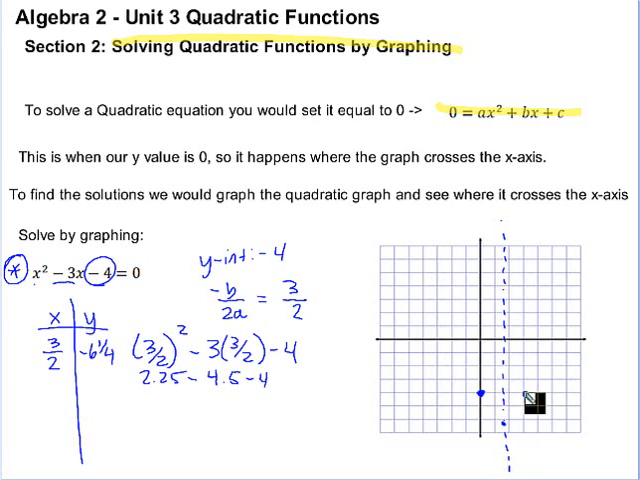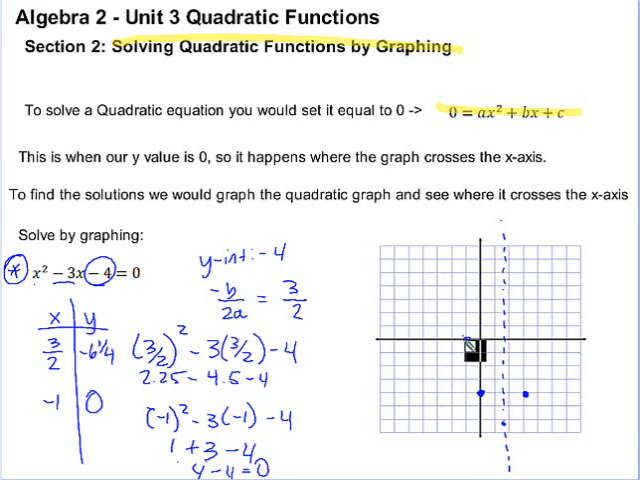So now we're going to plug in a few more points to figure out what else we would have. Here we know what 0 is, so let's maybe plug in -1 for your x. So here we have -1 squared minus 3 times -1 minus 4. -1 squared is +1. The -3 times -1 is +3, minus 4. 1 plus 3 is 4, minus 4 is 0. So that's at the point -1, 0, which is right here.